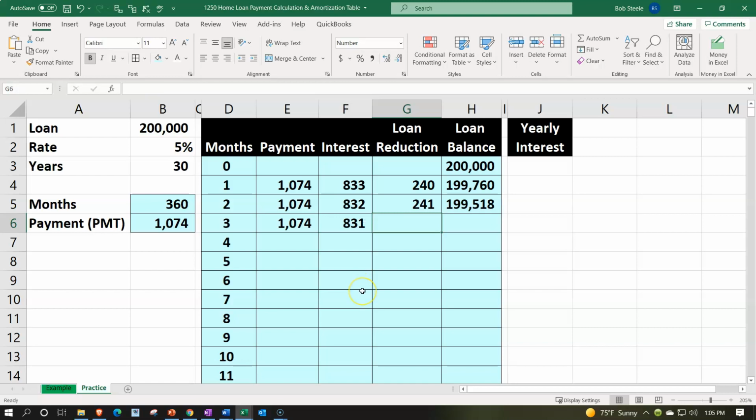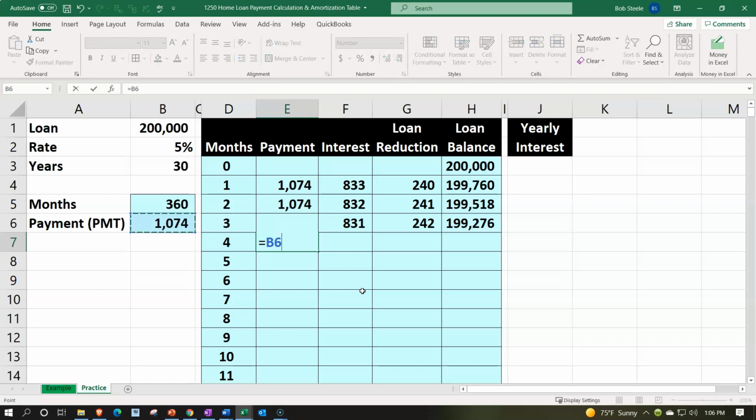Tab. Then we're going to take the 1,074 minus the 831. Tab. Then we're going to be picking up the 199,518 plus or minus the 242. And that brings us to the 199,276. Let's see if I can do it cleanly this time.